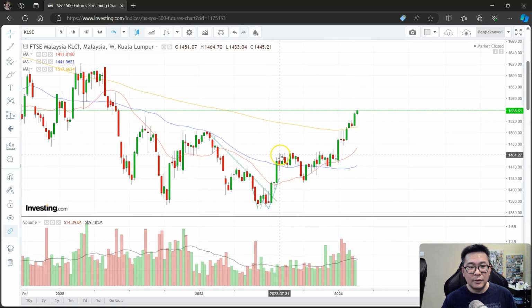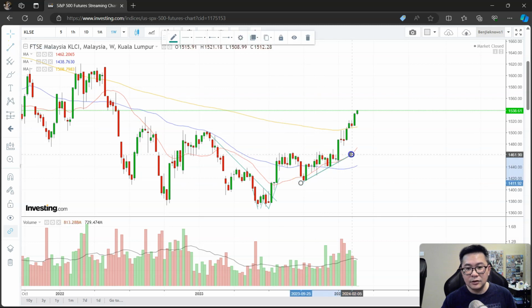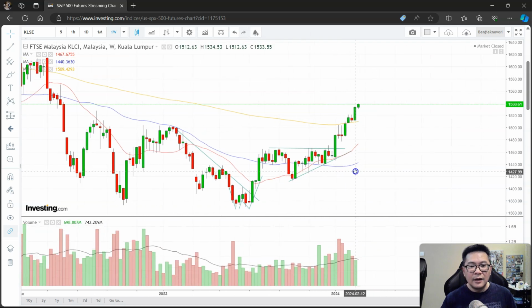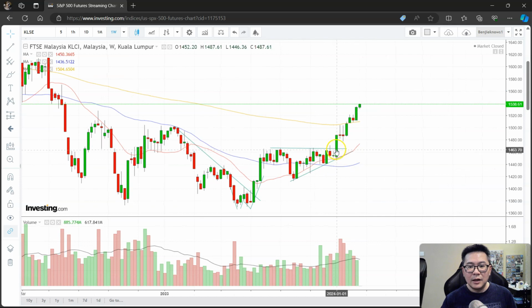It bottomed here and went up, and you can draw this kind of ascending triangle, a variation of it. About the same highs. An ascending triangle is where you have higher lows but around the same highs. And when the KLCI broke out of this ascending triangle, it looked very nice.